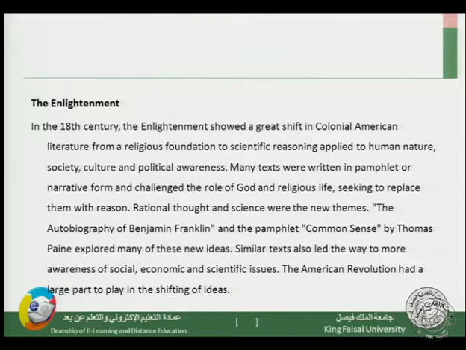There are other texts and writings, similar texts, also led by the way to more awareness of social, economic, and scientific issues. The American Revolution had a large part to play in the shifting of ideas. Okay.